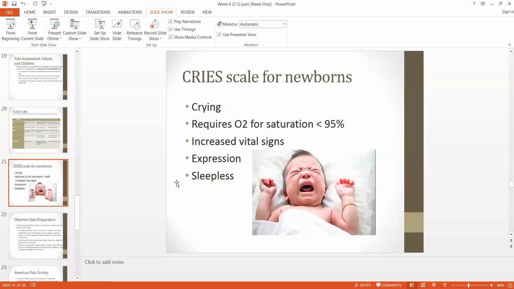And then the next screen for newborns, and a baby is a newborn up to 28 days, and maybe newborns could even use this. We could use this on a 3-month-old, but it's crying. Do they require oxygen for saturation? So we would be measuring that pulse ox. Do they have increased vital signs? Are their respirations up? Is their heart rate up? What's their expression? And are they not sleeping because of the pain?